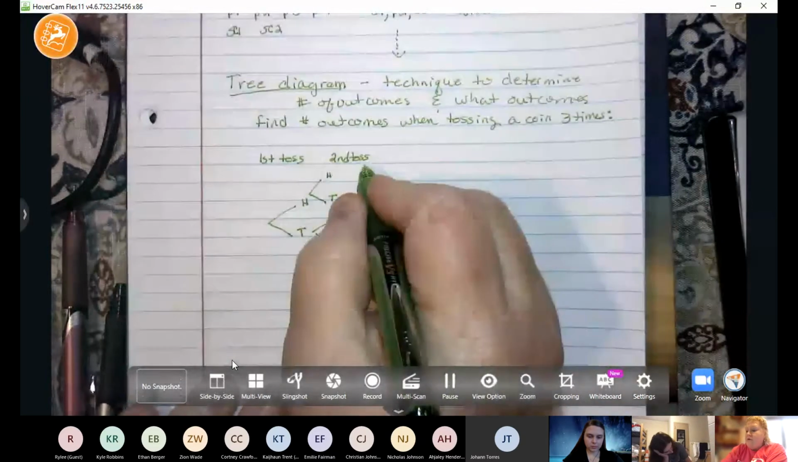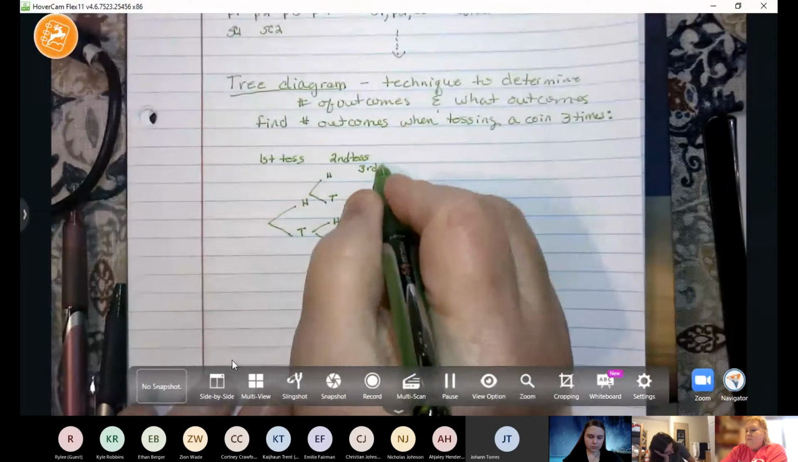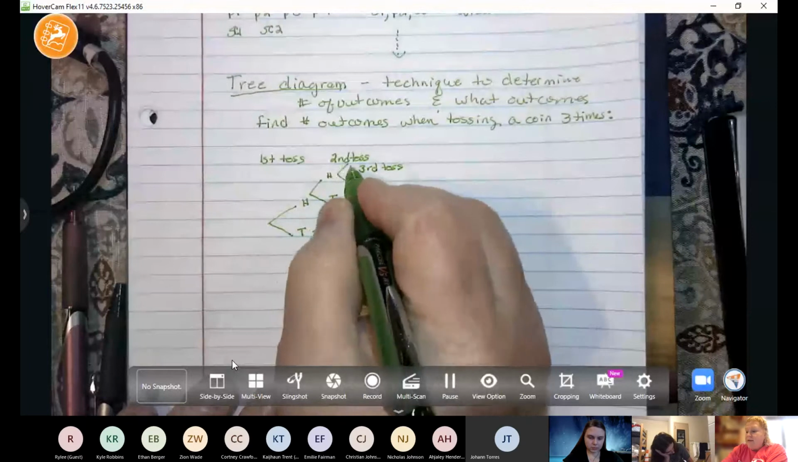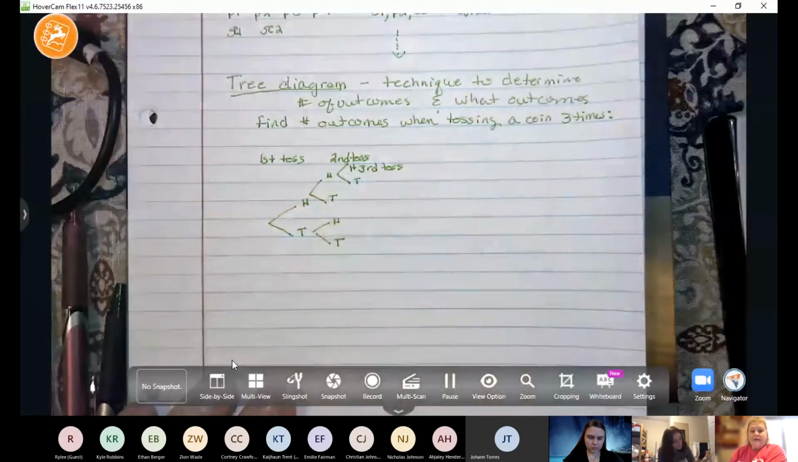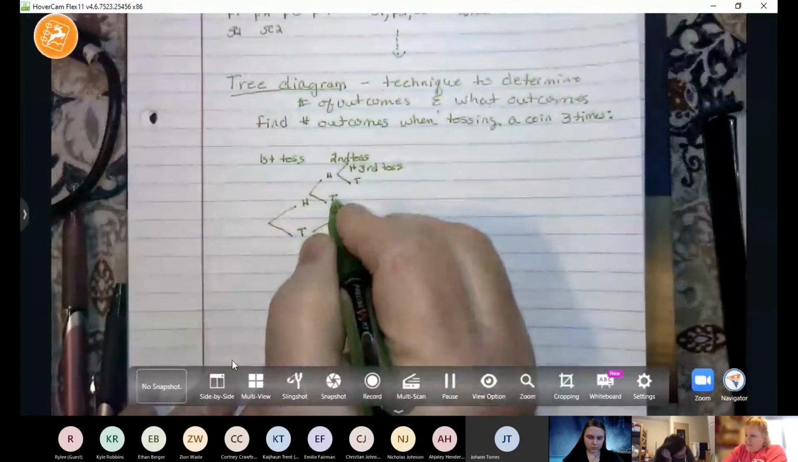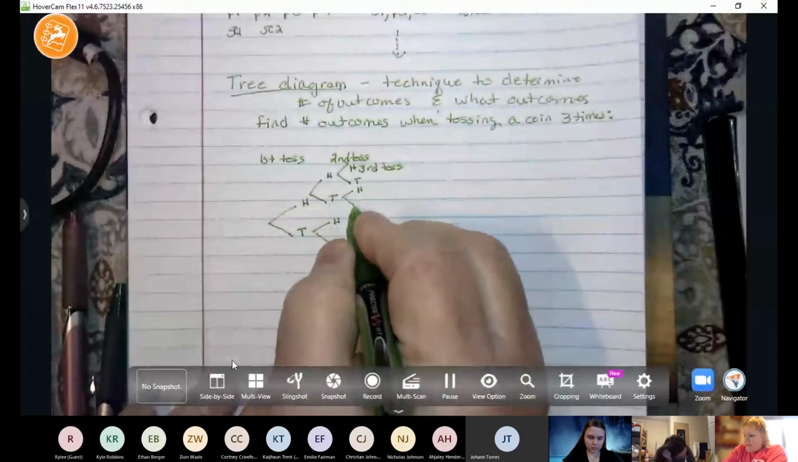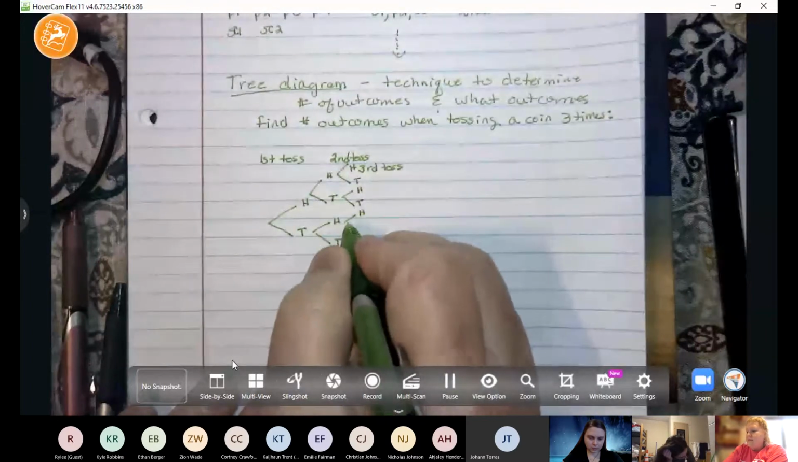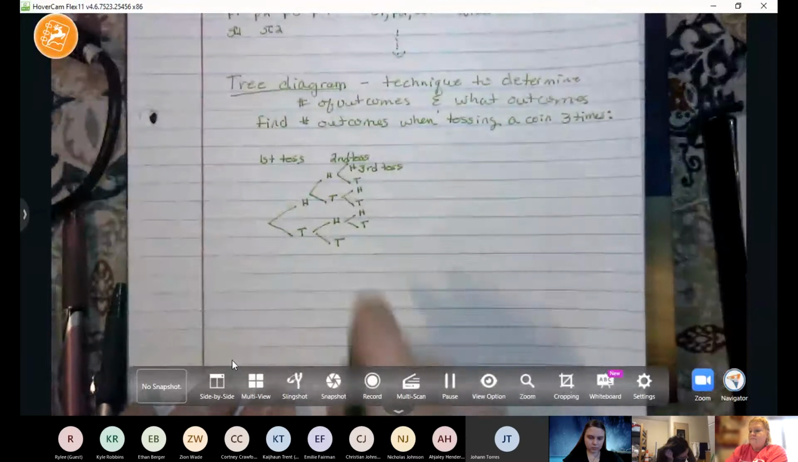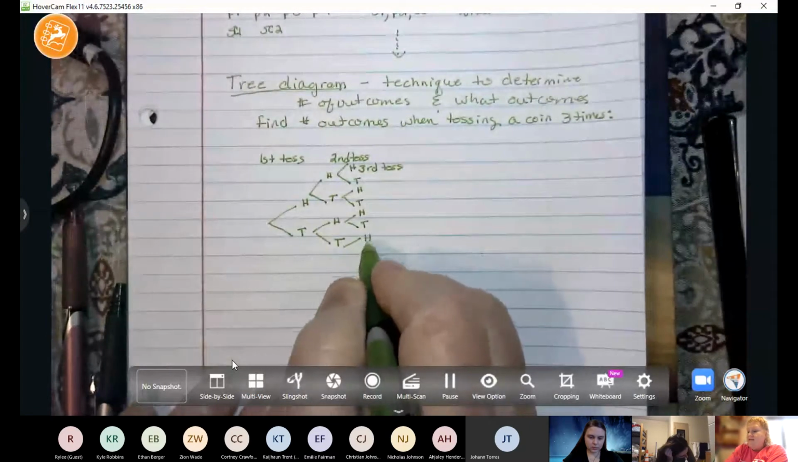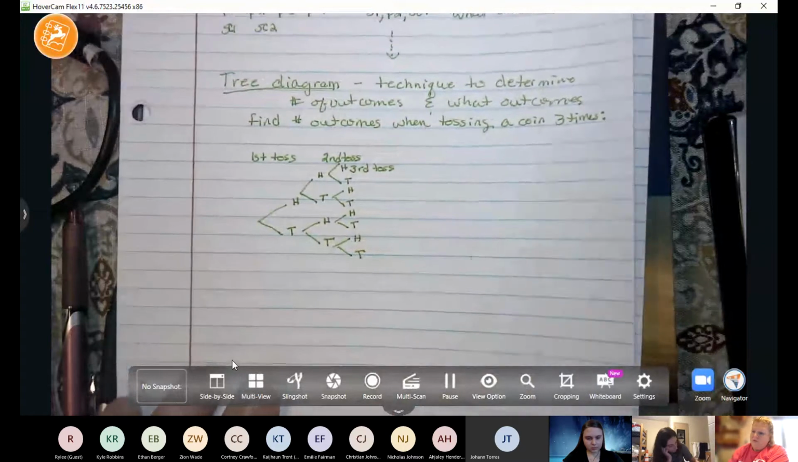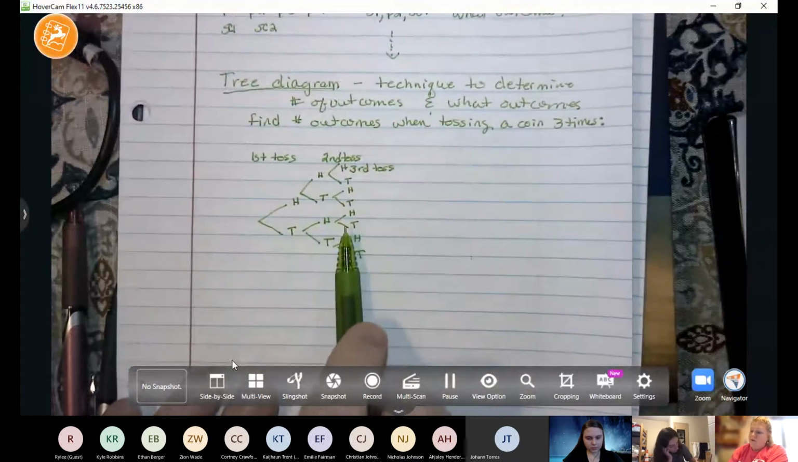And then we do the third toss. So from each of these branches, we branch again. We can get a head or a tail from that first one. From this one, we get a head or a tail. From this one, we get a head or a tail. And from this one, we get a head or a tail. So we've tossed once, twice, 3 times.